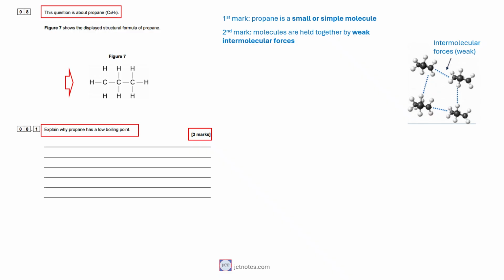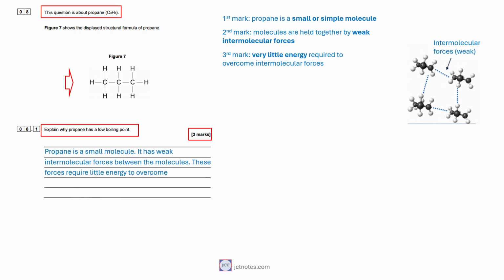For the third and final mark, we connect this back to thermal energy. Because these intermolecular forces are weak, they require very little energy to overcome. So, putting it all together for a flawless 3-mark answer: number 1, propane is a small molecule. Number 2, it has weak intermolecular forces between the molecules. Number 3, these forces require little energy to overcome.